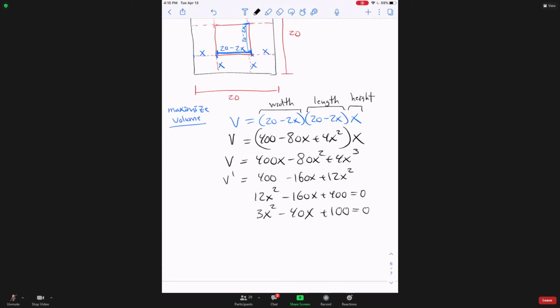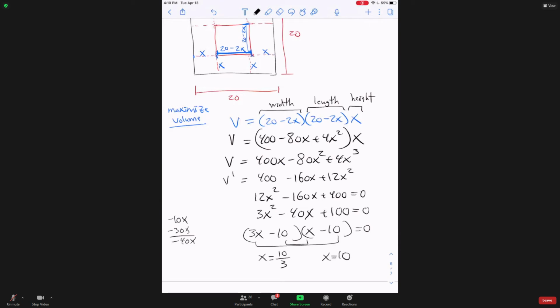Now, this does factor: 3x into x multiplied by 3x squared, two numbers that multiply to positive 100. I'm going to go with minus 10 and minus 10. So look at this. The inner product is negative 10x. Outer product is negative 30x, which adds up to negative 40x. So this part gives me x equals 10/3. This part gives me x equals 10.